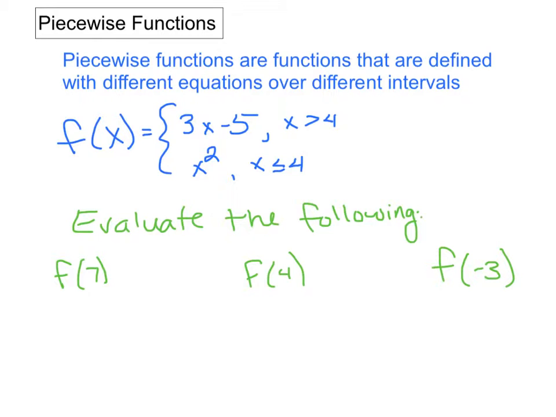So here's an example where we have a piecewise function f of x, where if x is greater than 4, we have the equation 3x minus 5. And if x is less than or equal to 4, the equation is going to be x squared. So let's just do a couple examples.